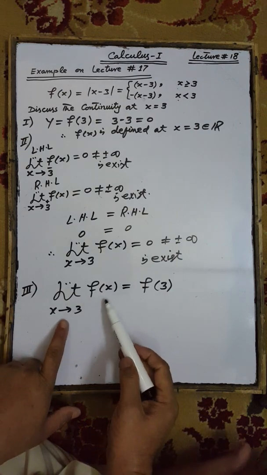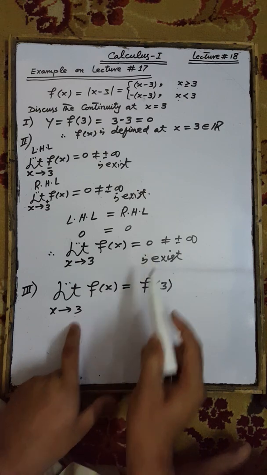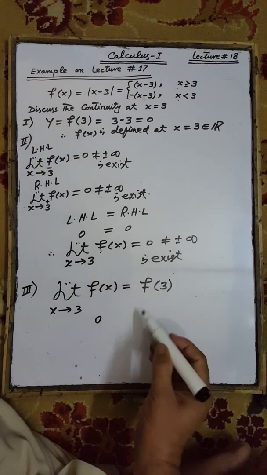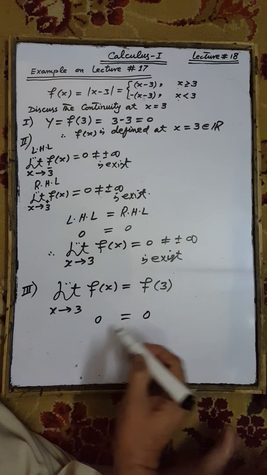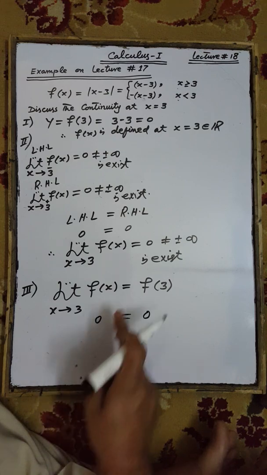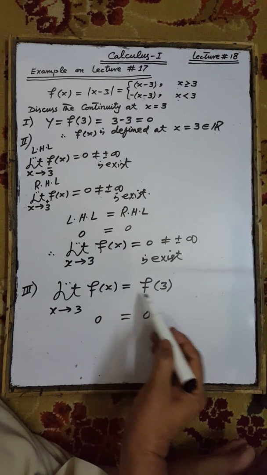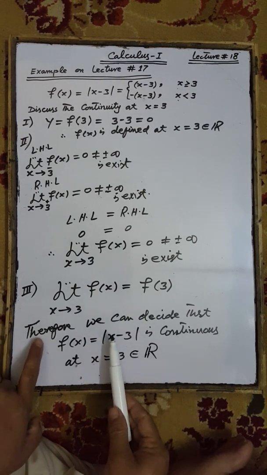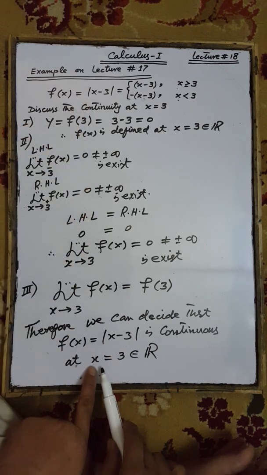Now, the limit of the function at the point x equal to 3 is equal to 0, and the value of the function at point 3 is also equal to 0, and the condition between these two quantities is the condition of equality. That is, the limit of the function at point 3 is equal to the value of the function at point 3. Therefore, we can decide that the function f of x is equal to the absolute value of x minus 3 is continuous at the point x equal to 3.